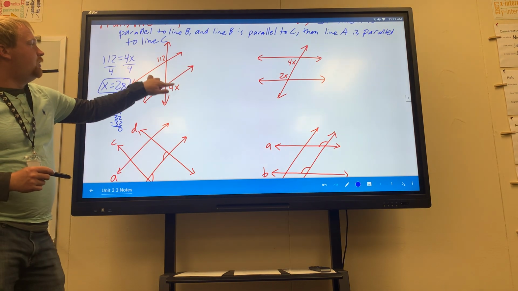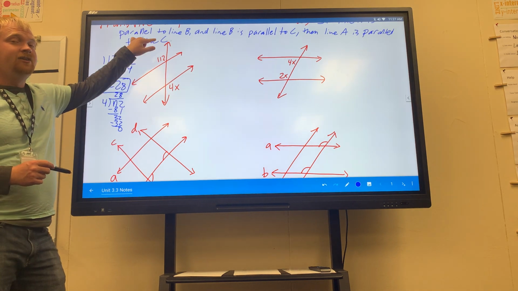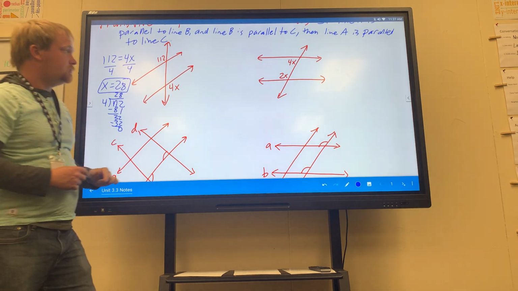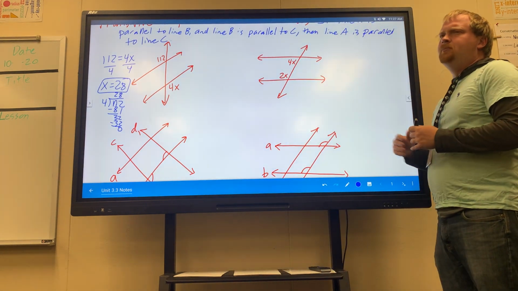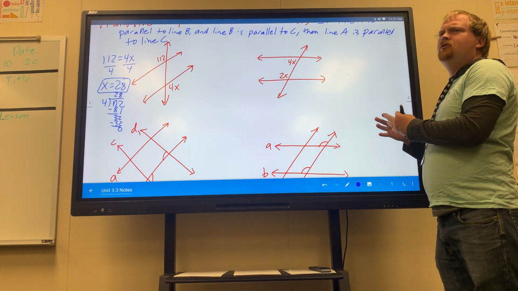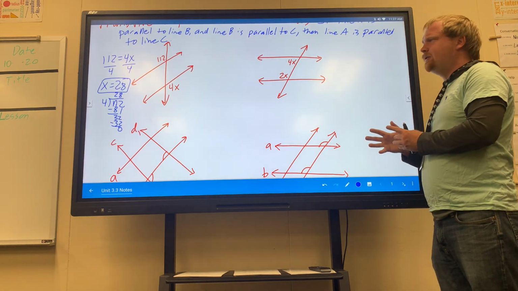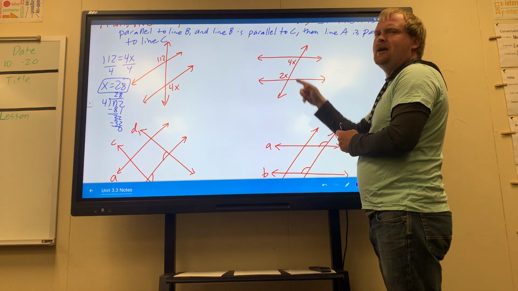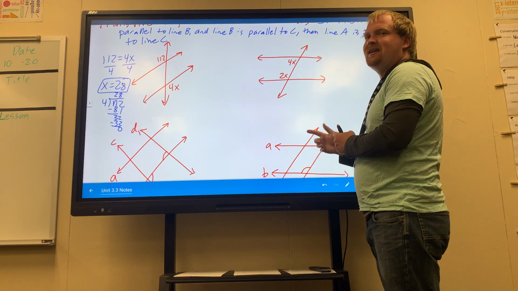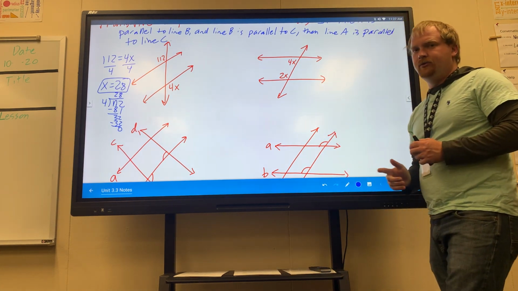So because they're alternate exterior angles, I got to set them equal to each other. Now, we do the same thing for this problem, but first I got to figure out what type of pair of angles I have. Well, I know both of these angles are inside and they're back to back to each other. So I got consecutive interior angles.